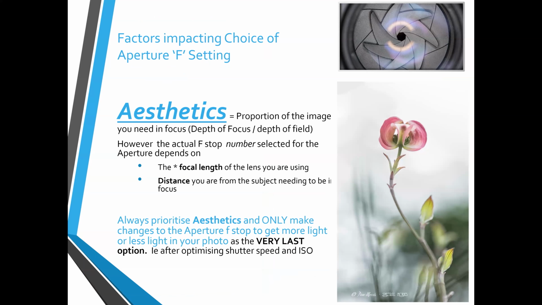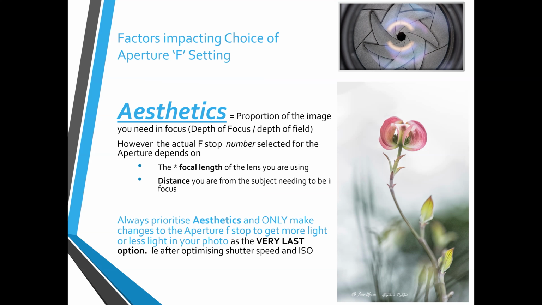So the factors impacting the f setting that you set for your aperture are all about the aesthetics, and about you knowing and thinking about what aesthetic you want for the particular photo that you're taking. Do you want everything sharp? Are you taking a landscape and you want the foreground, midground, and background sharp?